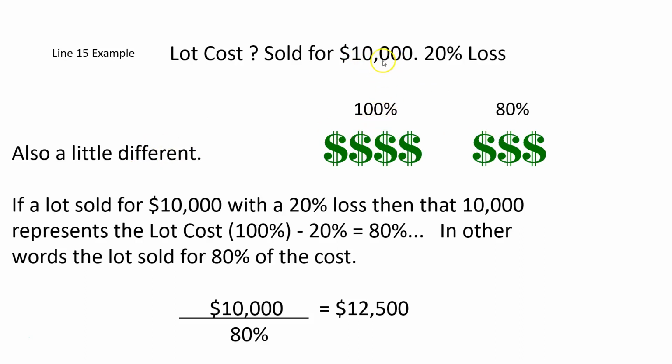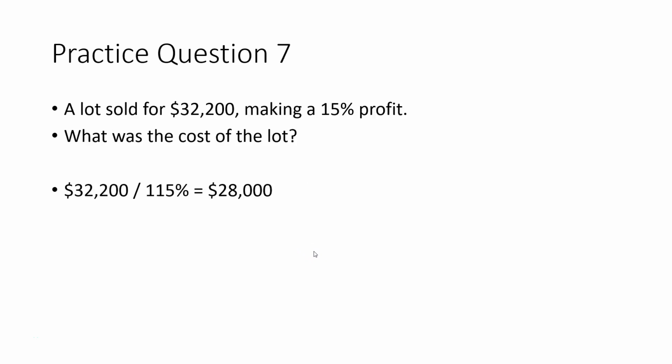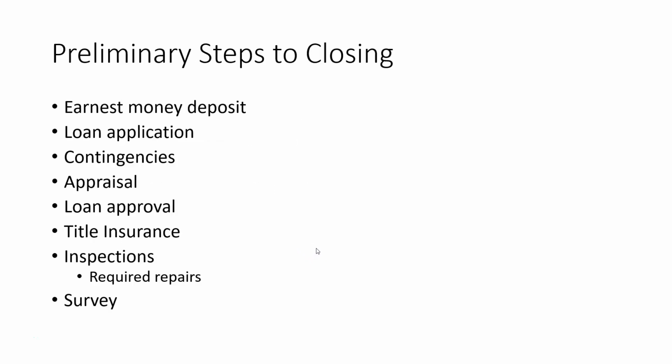Therefore, that 10,000 didn't represent the full 100% price of the lot. It only represented 80%. Once again, divide by 80%, and the cost price will therefore be 12,500. You need to look over those a few more times if you have a problem with it. All right, there's some other questions there I'm not going to go through.